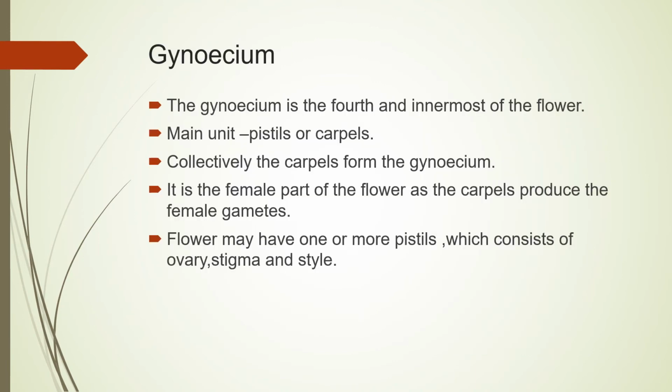Now we are moving on to Gynoecium, the 4th and innermost part of the flower. What are the main units of Gynoecium? The main units are pistils or carpels. Collectively, the carpels form the gynoecium. This we have already studied earlier, and it is the female part of the flower.